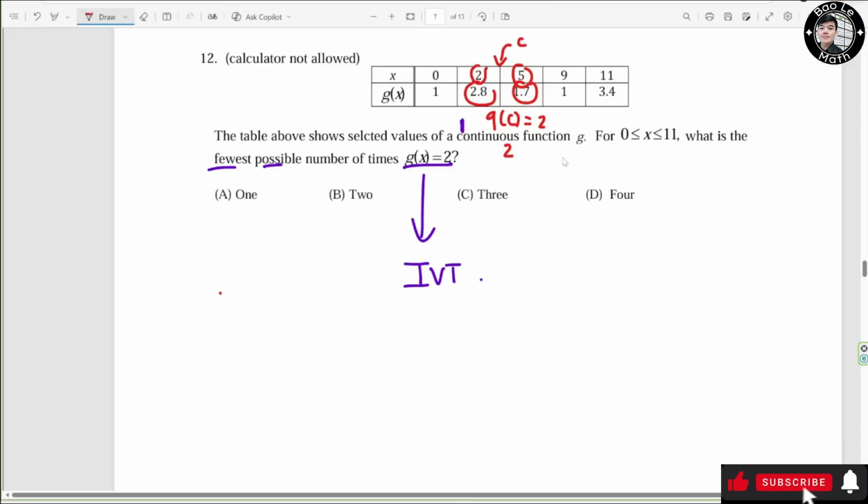Now the third one is going to be 9 to 11 right here. There is a number C in this interval such that g of C equals 2. 2 is between 1 and 3.4, right? So g of x equals 2 at least 3 times, right? The answer must be C.